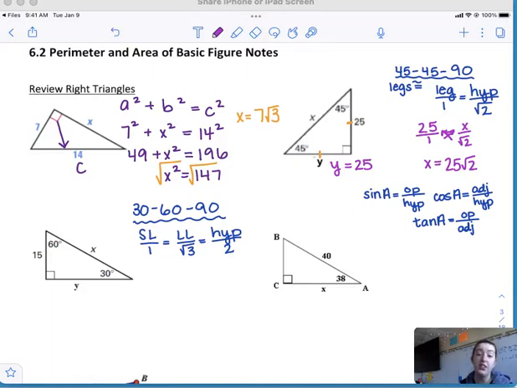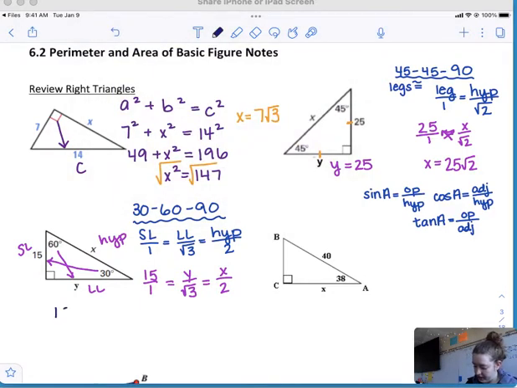This next triangle is a 30, 60, 90 triangle. I know it's 30, 60, 90 because I have a 30, a 60, and a 90. My short leg is always across from my 30-degree angle, so that's my short leg. My long leg is always across from my 60-degree angle, and the hypotenuse is always across from the right angle. So my short leg here is 15, he'll go over 1. My long leg is y, he'll go over the square root of 3. My hypotenuse is x, he'll go over 2.